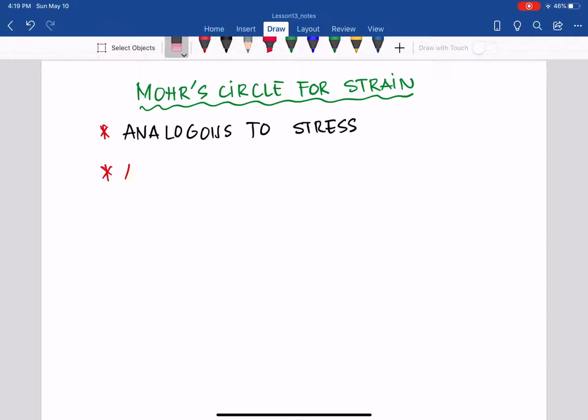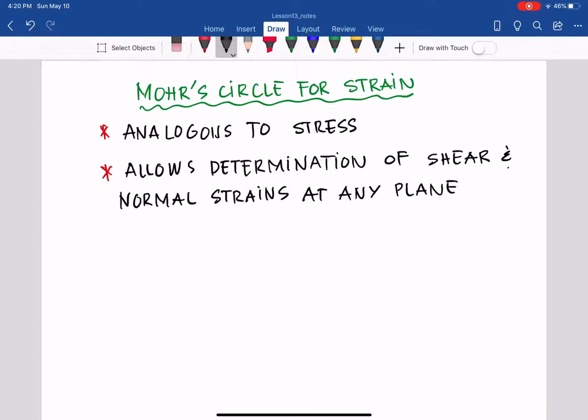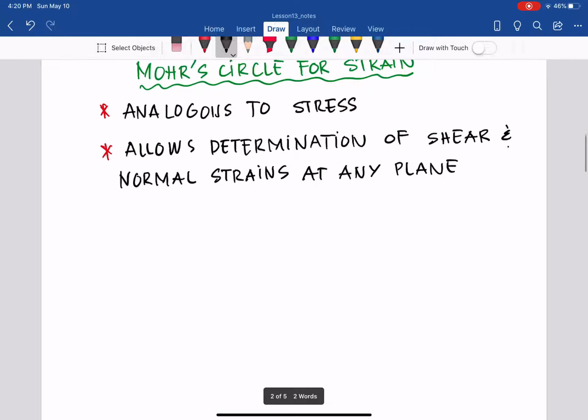Allow determination of shear and normal strain at any plane. Any plane. So let me give you an example here.